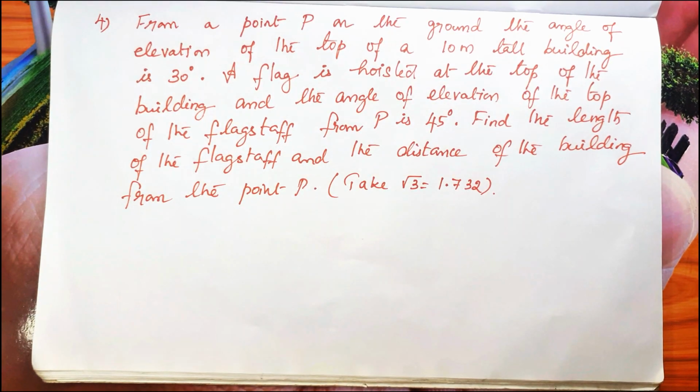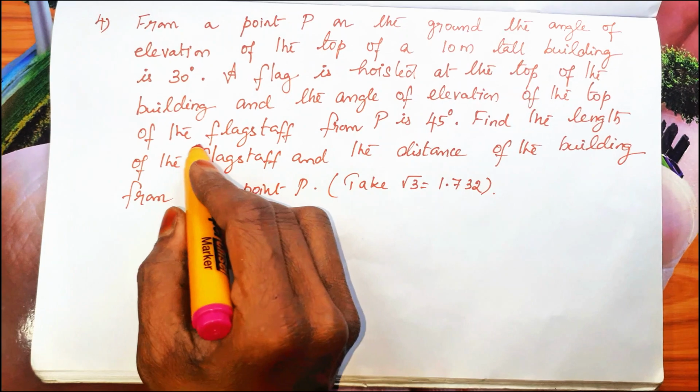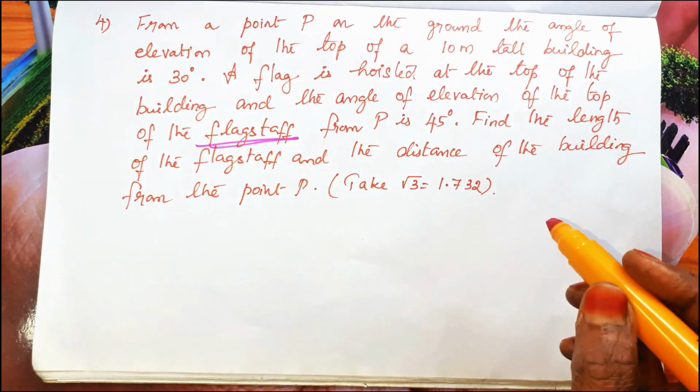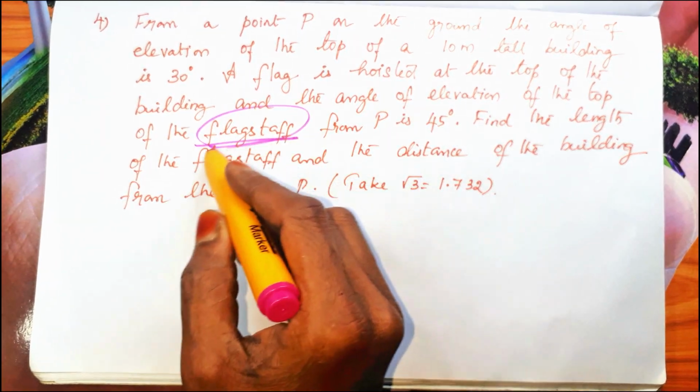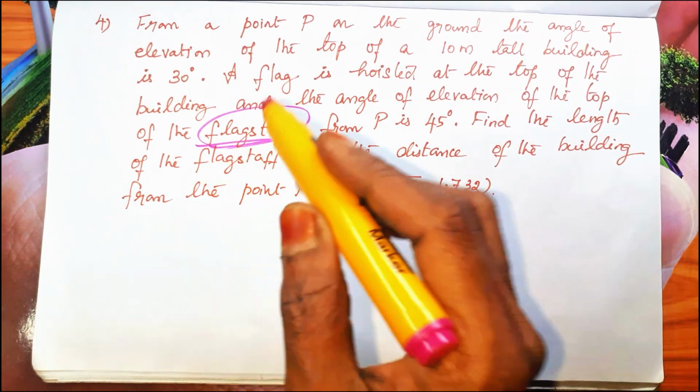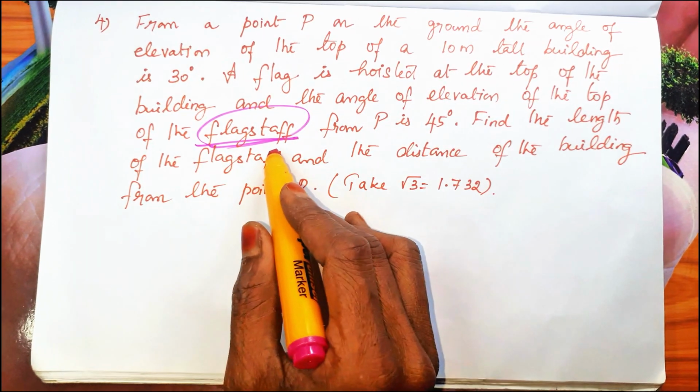The next problem: from a point P on the ground, the angle of elevation of the top of a 10-meter tall building is 30 degrees. A flag is hoisted at the top of the building and the angle of elevation of the flag's top is given. That is, at the building we are placing the flag, therefore we will use a stick. That is the height of the flag's top.